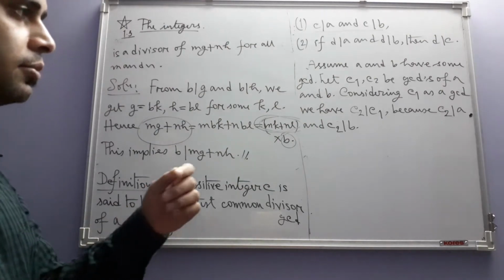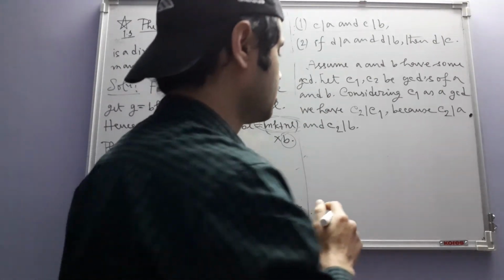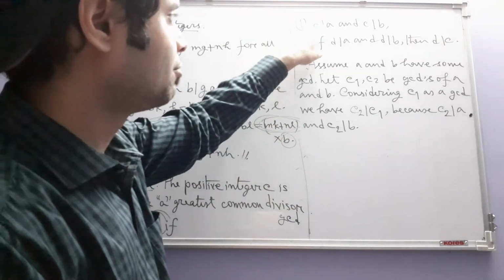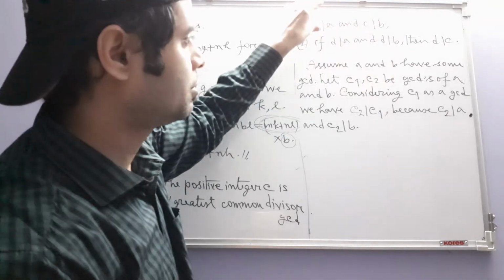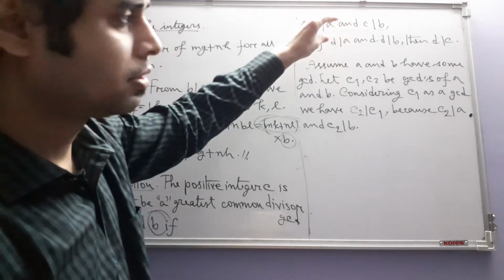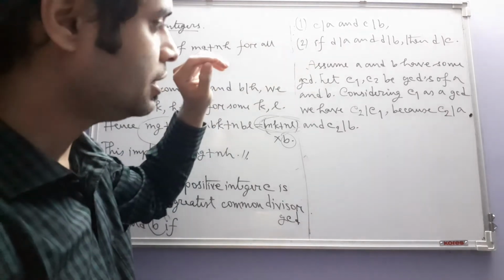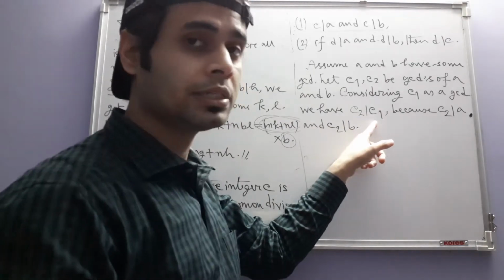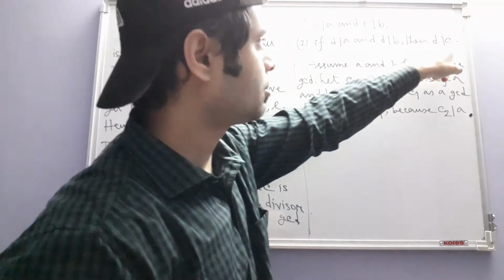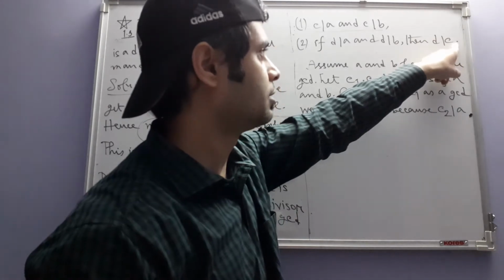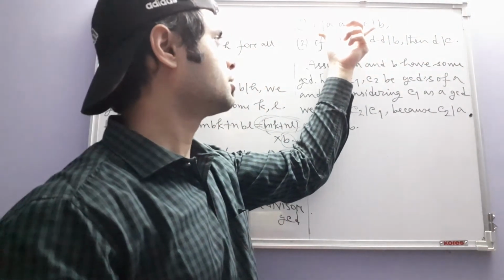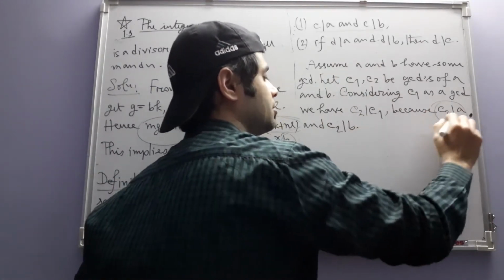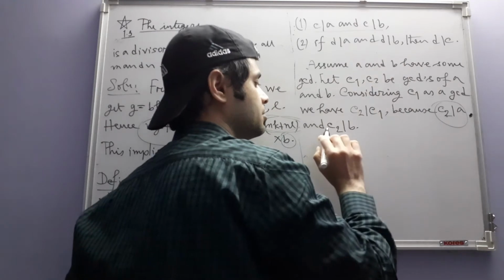Okay, sorry about that. I got confused. C2 is a GCD of A and B. So C2 divides both A and B. So that comes from the first condition of GCD, considering C2 in place of C. But C1 is also a GCD of A and B. So if I consider C1 in place of C here, and from these two conditions, I have this C2 divides A and C2 divides B.